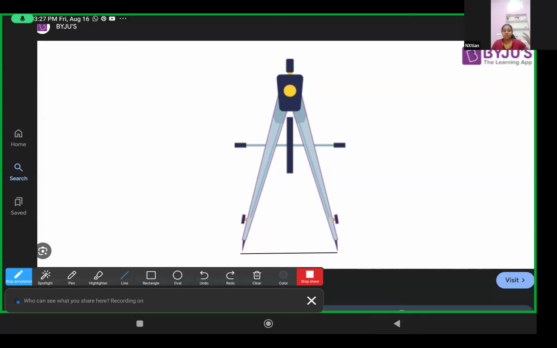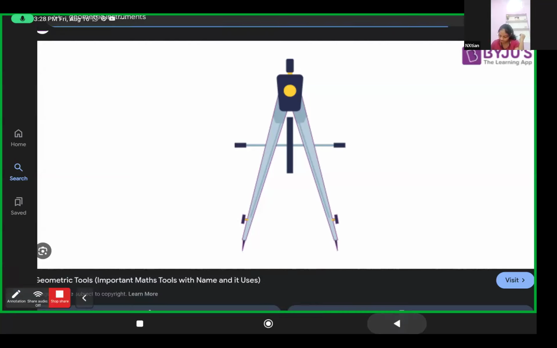Just to measure it, you just place it on the two points of your line segment like this. You place the two sharp points on it to give you the exact point measurement. Then you put it on the scale to check that measurement, the exact centimeter. Okay, like that.